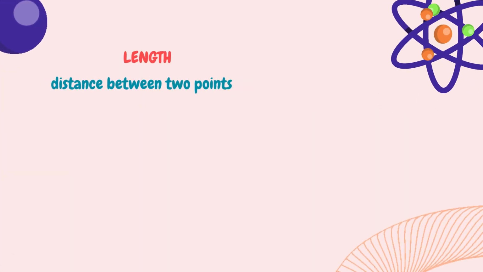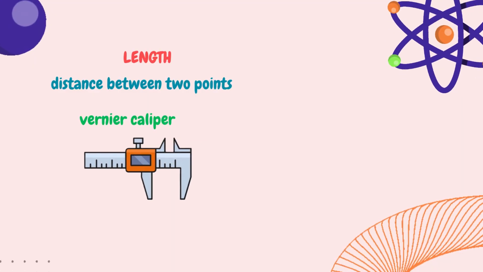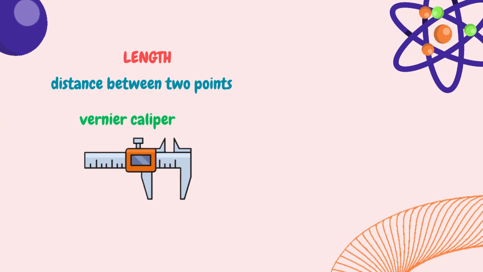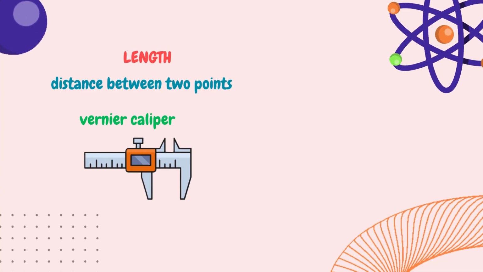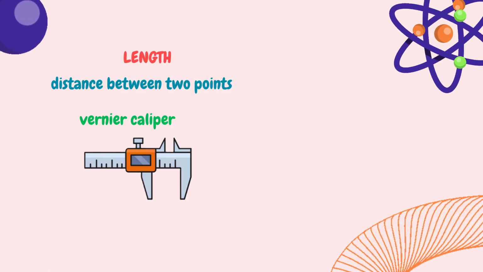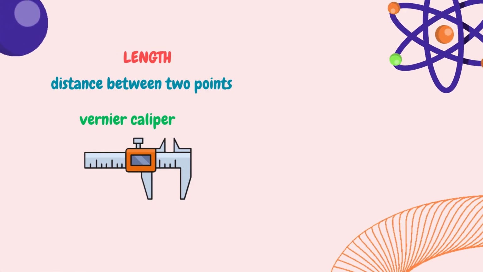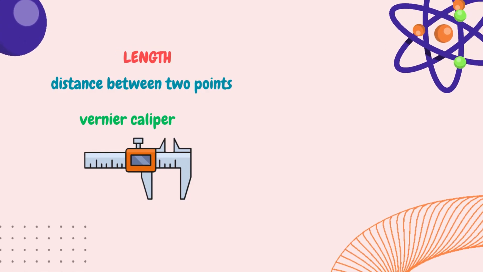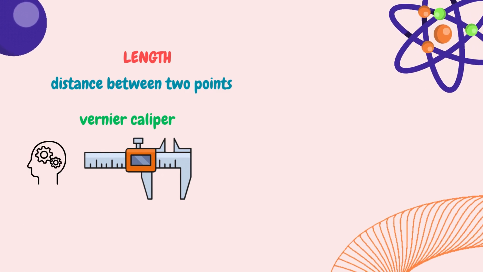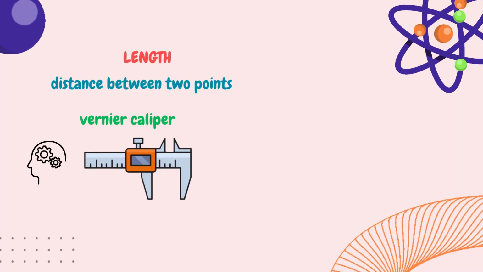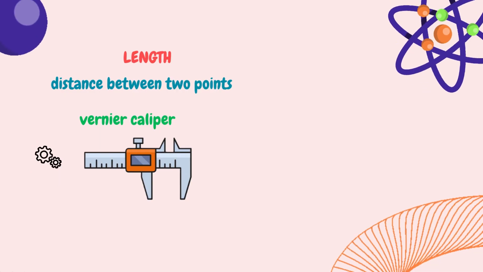Now for something more precise, the vernier caliper. This instrument is a marvel of engineering, allowing you to measure dimensions down to a fraction of a millimeter. Want to know the diameter of a pen or the internal diameter of a water tap? The vernier caliper has you covered. A bonus tip: learning to read a vernier caliper is a skill worth mastering. It'll not only impress your friends, but also make you feel like a scientist conducting high-precision experiments.